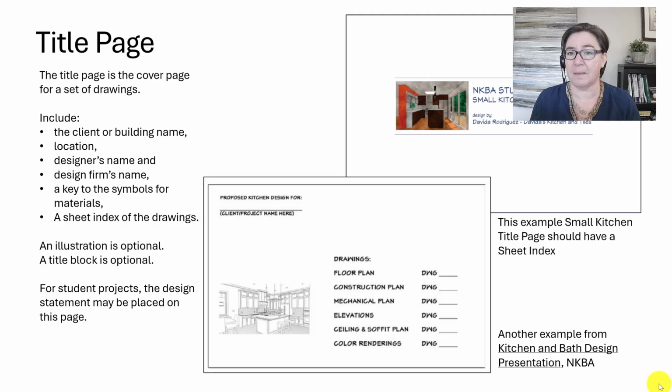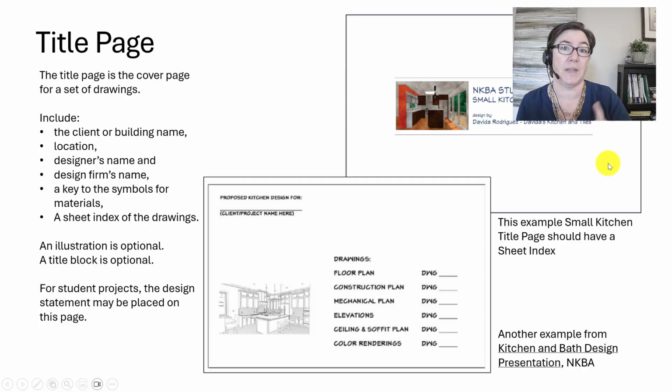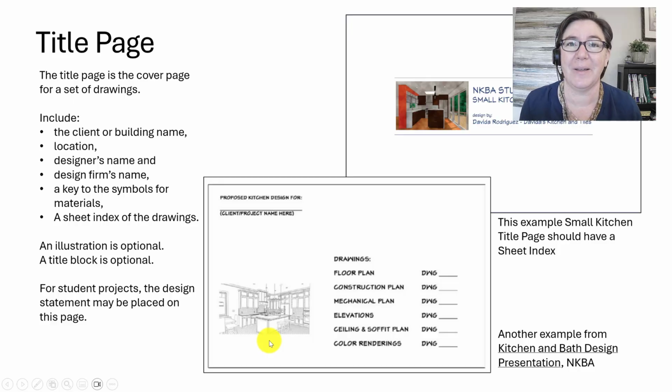We've got a couple of examples of the title page, and I don't love these examples. So let's take a look at this one here for the small kitchen. It does give the project name and the client's information. I'm sorry, the designer information, but it doesn't give a sheet index, and that's important. Here's another example from the Kitchen and Bath Design Presentation textbook, and it's got the sheet index and it's got a perspective drawing. I would argue that the perspective drawing needs to be a lot larger and the sheet index maybe could be smaller text.